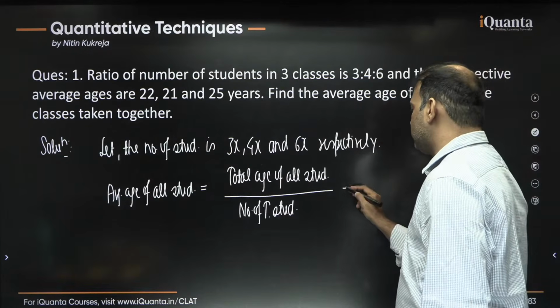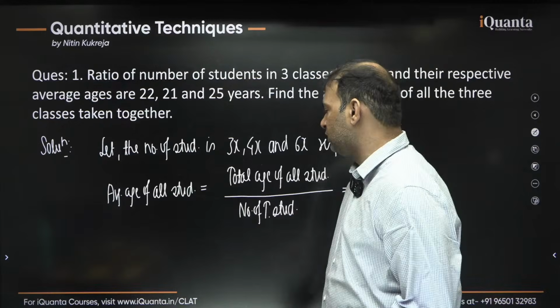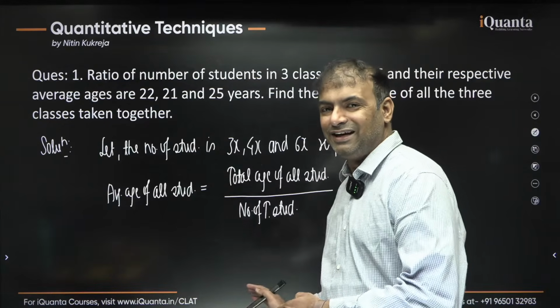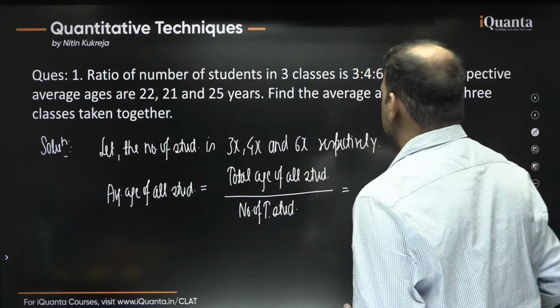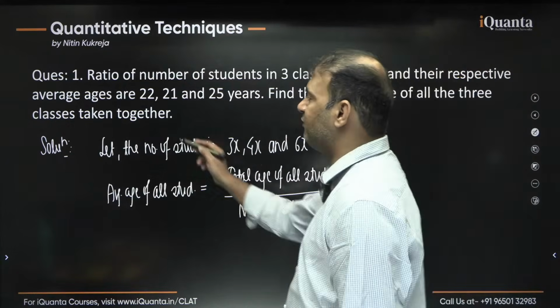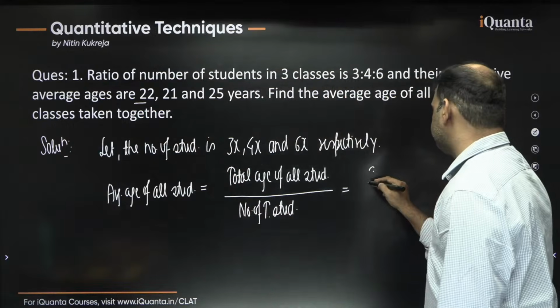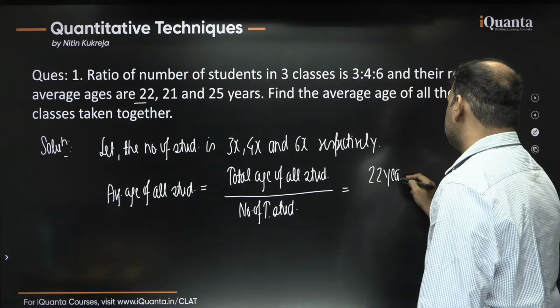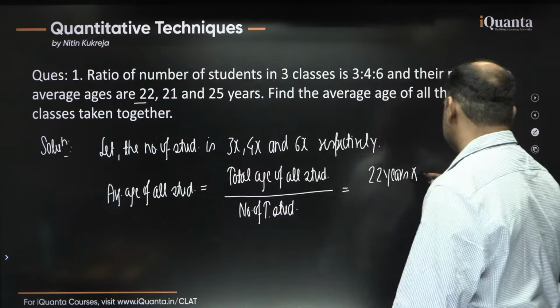So guys, the total age of all the students means we will do the total age of all the students in all the 3 classes one by one. So for the first class, the total age is what? The average age into the number of students. The average age of the first class is 22 years. And the number of students we assumed as 3x, alright.